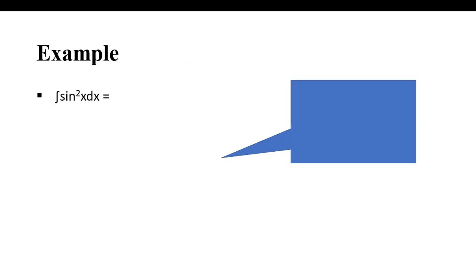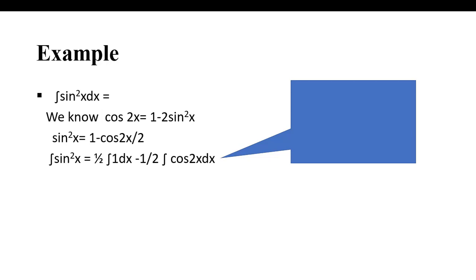Now an example. We have to find the integration of sin square x dx. We know the formula in trigonometry, cos 2x is equal to 1 minus 2 sin square x, and we can write sin square x is equal to (1 minus cos 2x) divided by 2. Integration of sin square x is equal to half of integral of 1 dx minus half of integration of cos 2x dx. Integration of one is x, using the formula for x raised to the power n, and for the second one, minus half into, we have talked about the formula related to cos x.